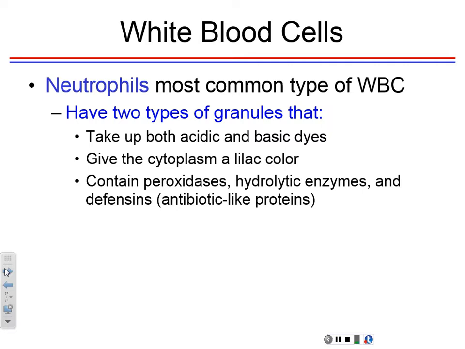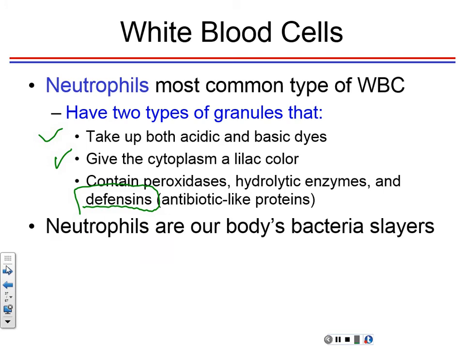So we have two types of granules. Neutrophils take both acid and basic stain, so they are neutral, and they stain purple. They give you a lilac color, which is a nice color. They contain peroxidases and hydrolytic enzymes and whatnot, and defensins, which are very active in the immune system. We'll talk about defensins. They are antibiotic-like proteins that kill bacteria. Neutrophils are bacterial slayers.